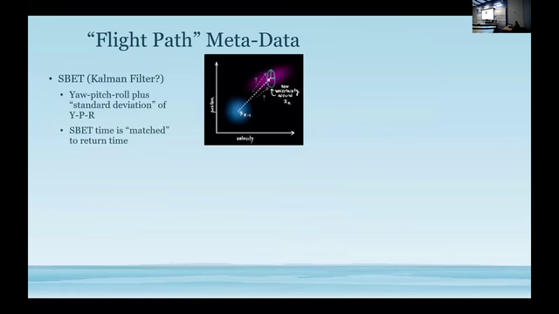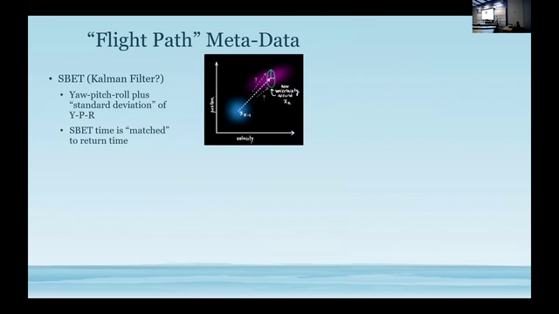Now, flight path metadata. I talked about the SBET data, the smooth best estimate of trajectory. That is the flight path, effectively. With that flight path, you also are provided with the standard deviation of the X, Y, and Z position, which is a measure that comes from a Kalman filter, we think. The manufacturer is pretty tight-lipped about where it comes from. And with that, though, we get a measure of the certainty of the position at any given time.